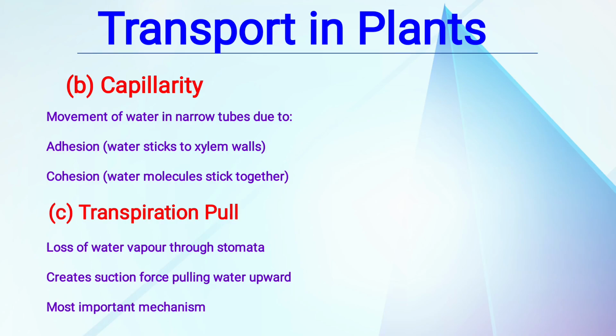Number two, that's capillarity. That's movement of water in narrow tubes due to adhesion and cohesion. Adhesion is that water sticks to xylem walls, while cohesion is that water molecules stick together. And then the third one here, we have transpiration pull. That's transpiration, the loss of water vapor through stomata, which creates a suction force pulling water upward. That's why you see all these tall trees are able to survive, because it helps pull the water from the root to the leaf of the tree.